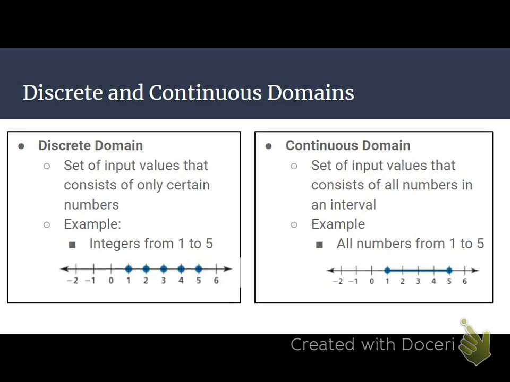This slide talks about discrete and continuous domains. A discrete domain only consists of certain numbers. So if we're talking about only the integers from 1 to 5, that's just 1, 2, 3, 4, and 5. It does not include any of the numbers in between. So that's why they did not connect those points. It doesn't include 2.5. It doesn't include 3.75. Okay, it only includes certain numbers.